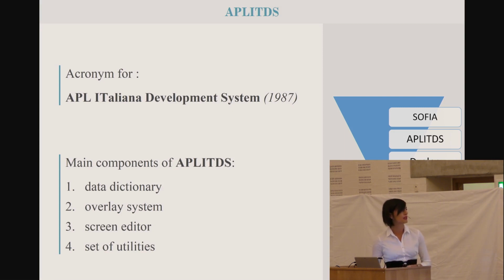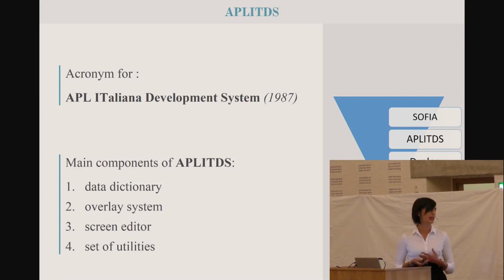The main components of ApplyTDS are a data dictionary, where all the data variables used in the application are described, an overlay system for storing functions and variables and retrieving them when needed, a screen editor for both grid screens and page screens, and a set of utilities, so writing code is simplified.